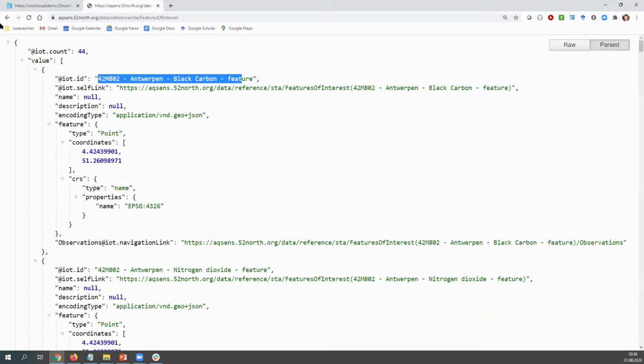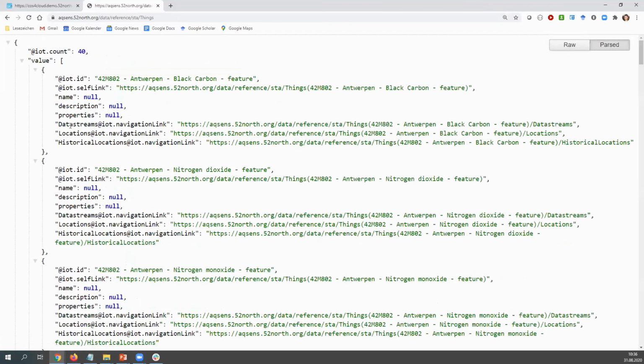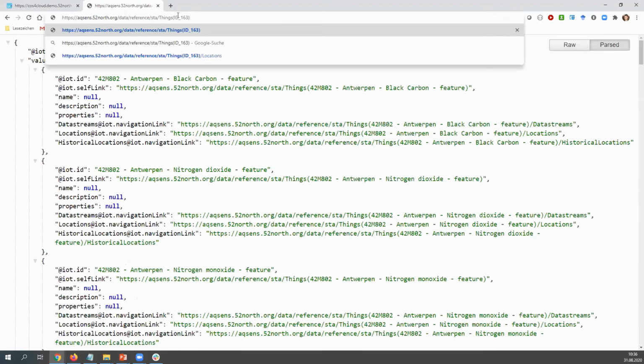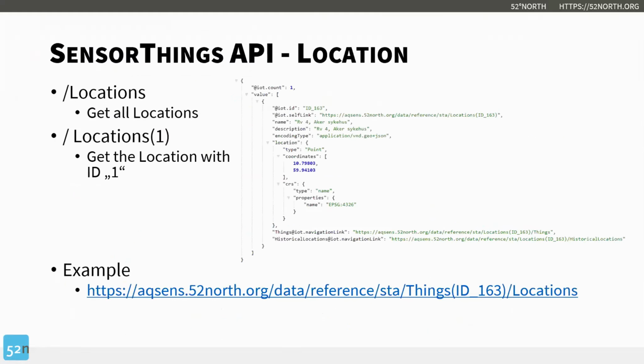So again here, for example, we have specific things. This is our list of things. And if we would like to access a specific thing with a certain ID, we can put that ID into our URL, like ID 163, and then we can download this specific thing from all things that are available on our server. The same is with locations.